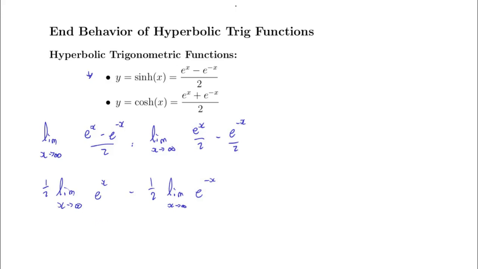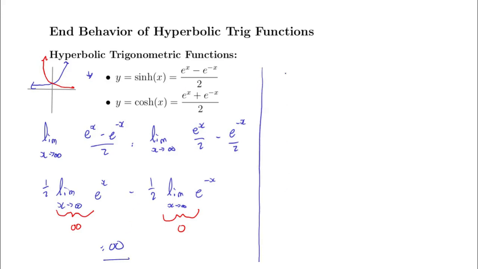If not, no big deal. Let me draw the graphs for you. We're looking at this exponential function, e to the x. As x goes to infinity, it's pretty clear that this thing is going to go to infinity. And for our negative exponential, our flipped exponential, as x goes to infinity, this thing goes to 0. So we have infinity minus 0. So hopefully you can see pretty clearly that the end behavior on this hyperbolic sine function is infinity. Let's take a look at the other side.